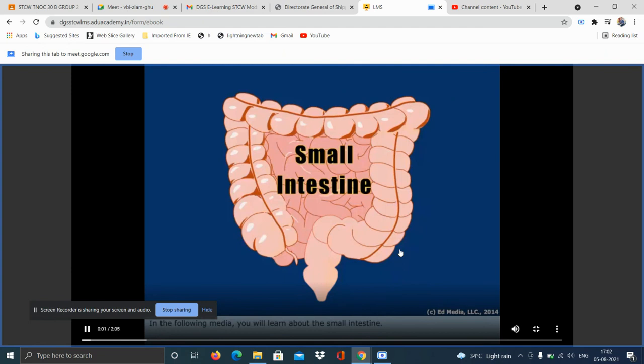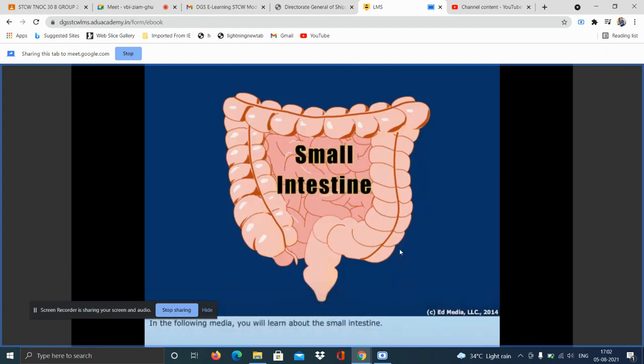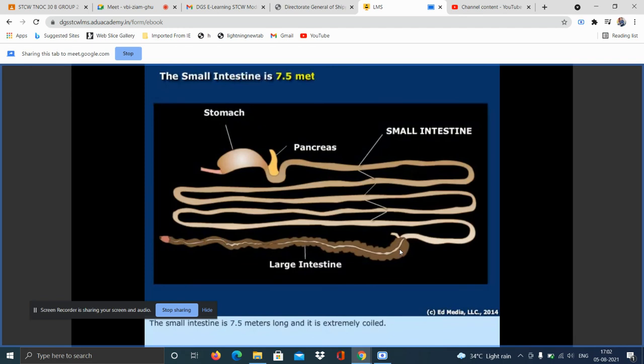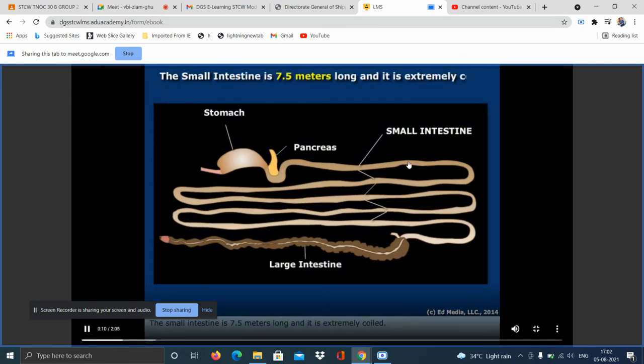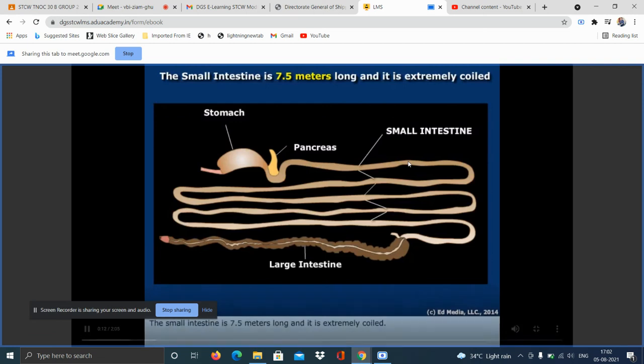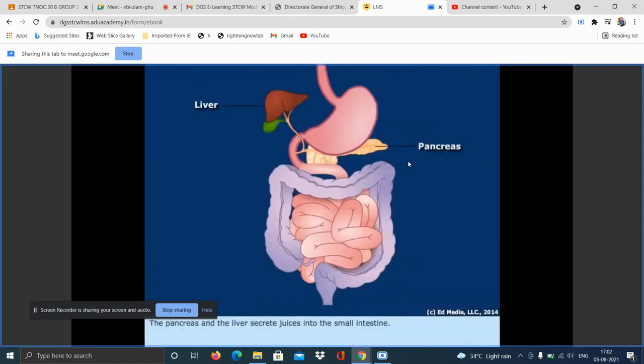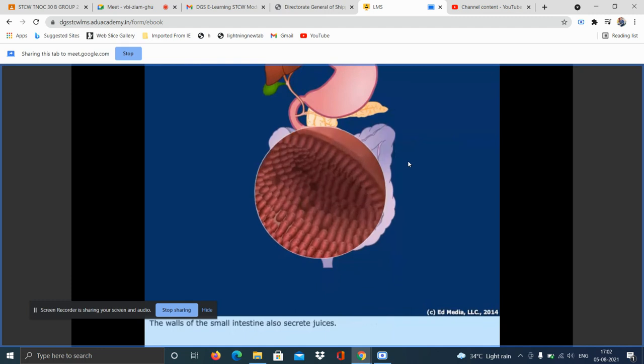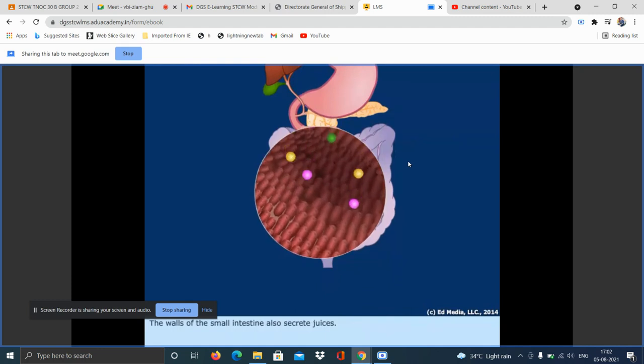In the following media, you will learn about the small intestine. The small intestine is 7.5 meters long and it is extremely coiled. The pancreas and the liver secrete juices into the small intestine. The walls of the small intestine also secrete juices.